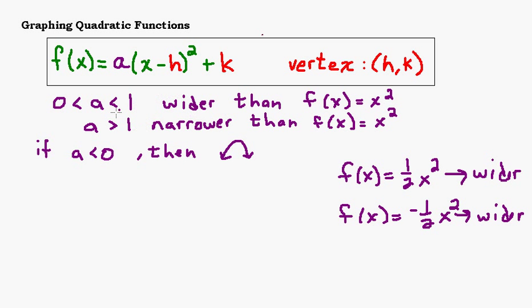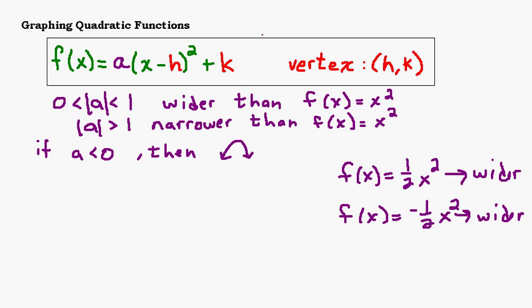So to expand our little definition here of a being between 0 and 1 being wider, we also want to accommodate the negative values of a, and we do that by saying the absolute value of a. The absolute value means ignore the sign. If it's a negative 1/2, just look at the 1/2, because the absolute value of negative 1/2 is 1/2. If the absolute value of a is between 0 and 1, then it's wider than this graph. If the absolute value of a is bigger than 1, then it's narrower than f of x equals x squared. And the only reason we have those absolute values in there is to talk about these a values that are negative.